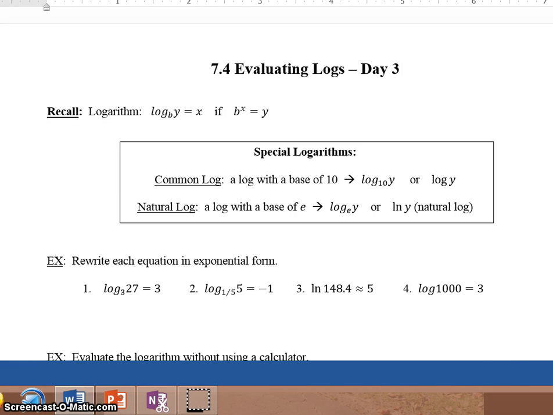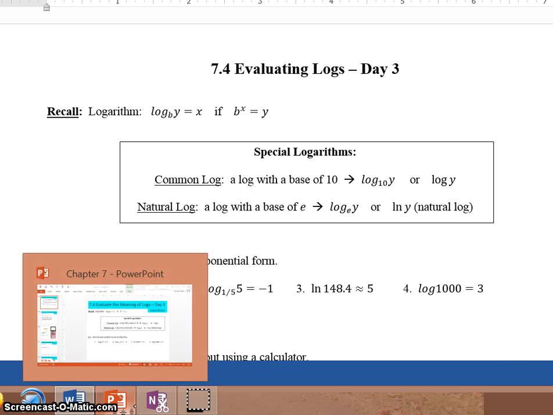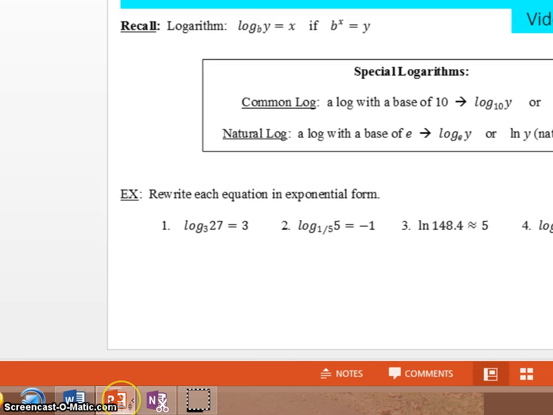All right, Algebra 2, today we're doing 7.4 Evaluating Logs Day 3. So make sure you find this page in your packet and follow along in the notes, and you're also going to want your calculator.